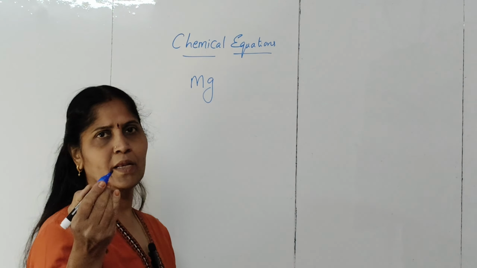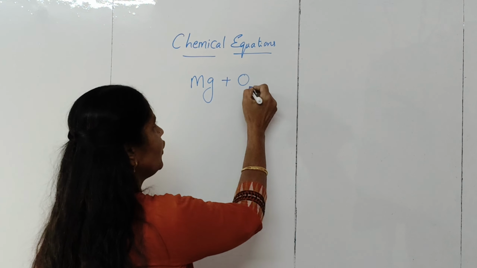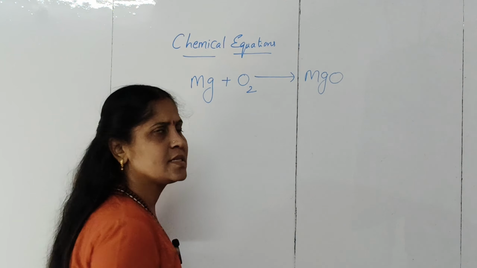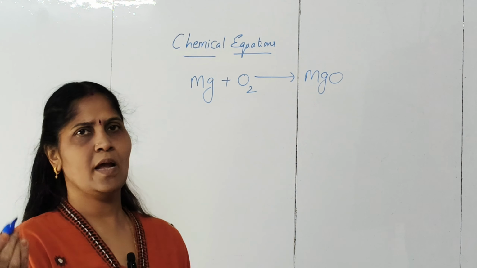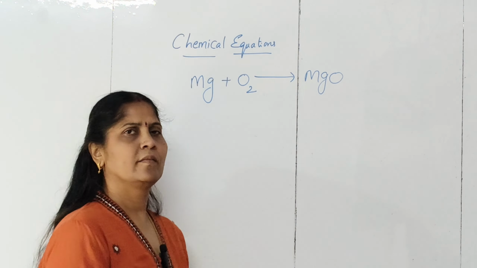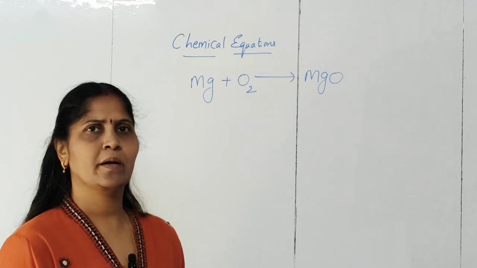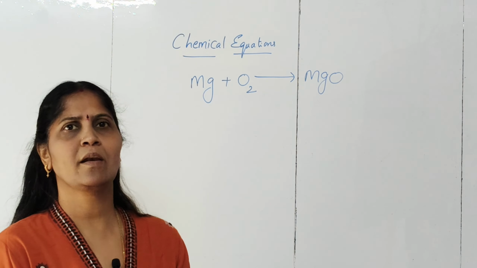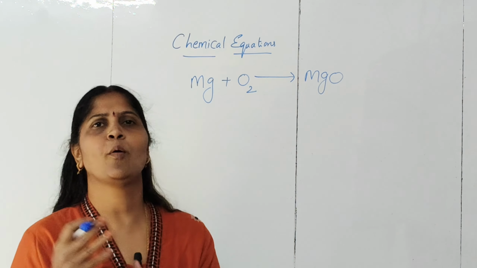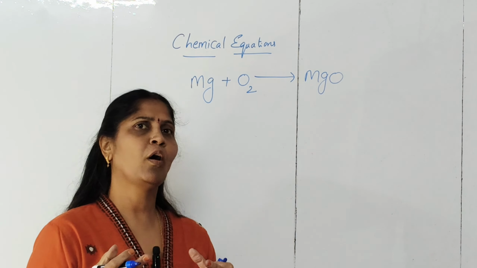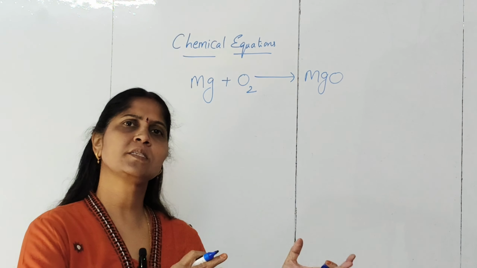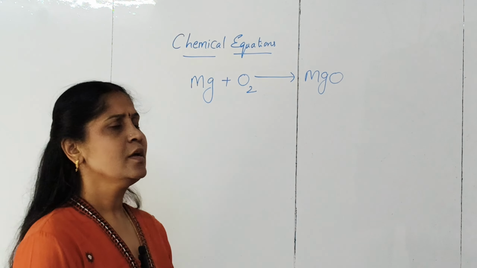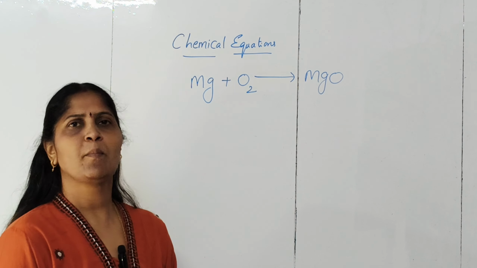We can write it like this also. You know the symbol of magnesium, that is Mg. When it combines with O2, that is oxygen, it gives rise to magnesium oxide. So knowing the symbols of the elements and the formula of the compound, you can write it like this. This is how a chemical equation is depicted. A chemical equation is the symbolic representation of a chemical reaction using the symbols of elements and formulae. So this is how, in an easy form, you can write the chemical equation.